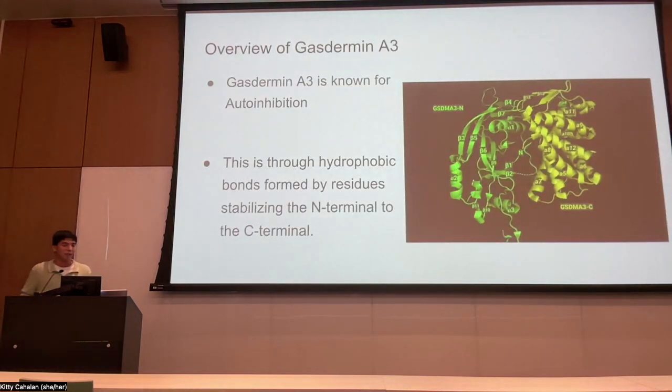So that is basically it. This is just a general overview. Basically, gasdermin A3 is known for autoinhibition, and this is due to hydrophobic bonds formed by the residues stabilizing the N terminal to the C terminal. And the reason why this is important is because it further signifies the study of inflammatory regulation that is going on.